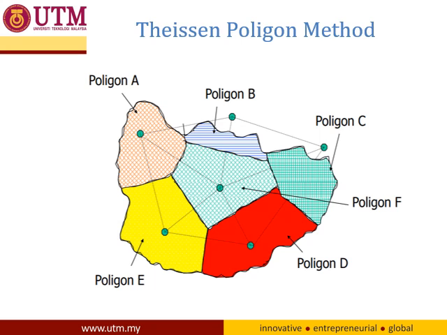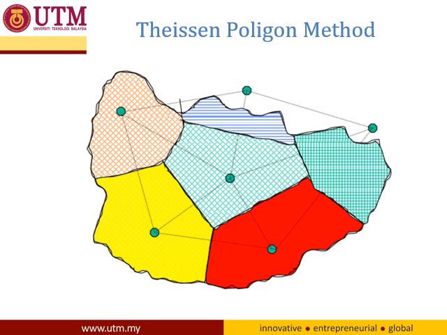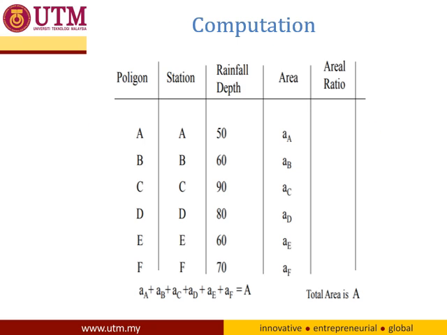Here I think it uses the same station names. Like this one, station A, so this is polygon A. This is station B, this is polygon B. This is station C, this is polygon C, and so on. So this is a much clearer view without the letters. Now we can put it in a clean table like this.